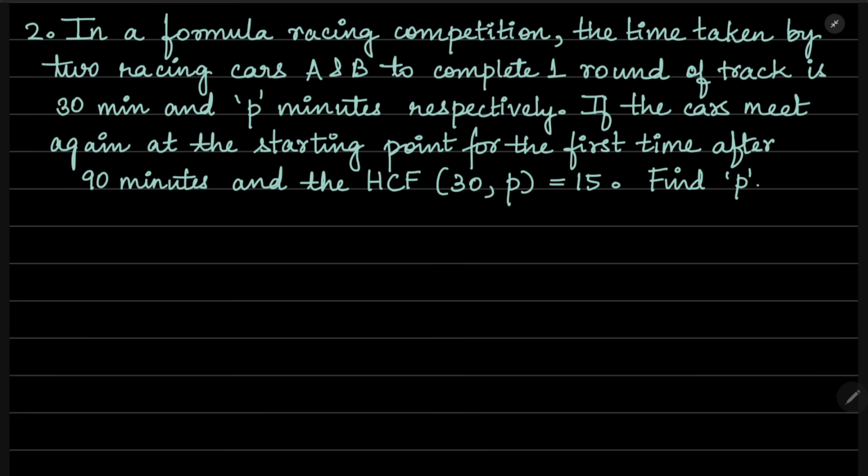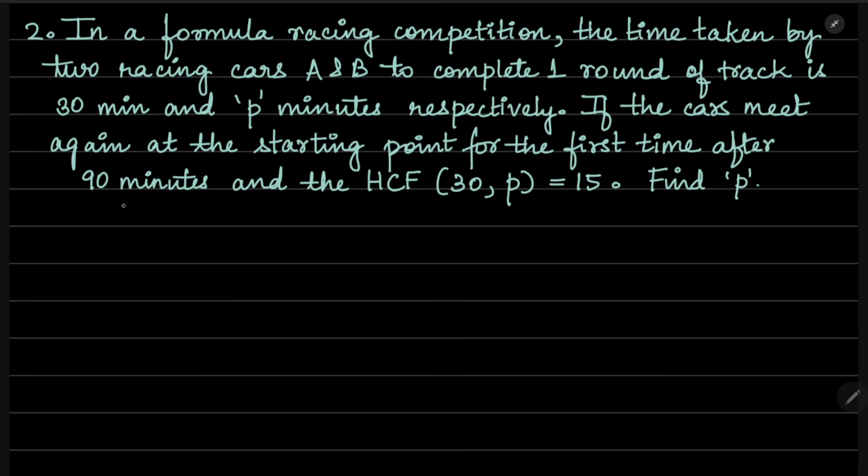A very straightforward question. So you are already given that the two racing cars A and B, in order for them to complete one round of track, car A takes 30 minutes and B takes P minutes, right? And the cars meet again at the starting point for the first time after 90 minutes. So what does this mean? The time taken for them to meet again at the starting point is always going to be a time greater than the given time for each of those cars to complete one round. It's always going to be greater than 30 or P minutes.